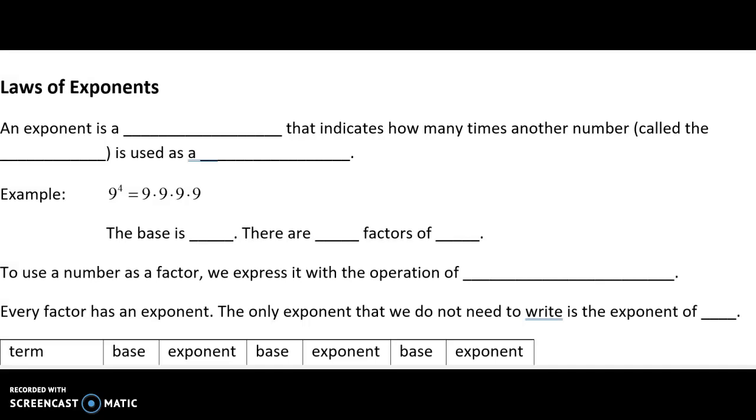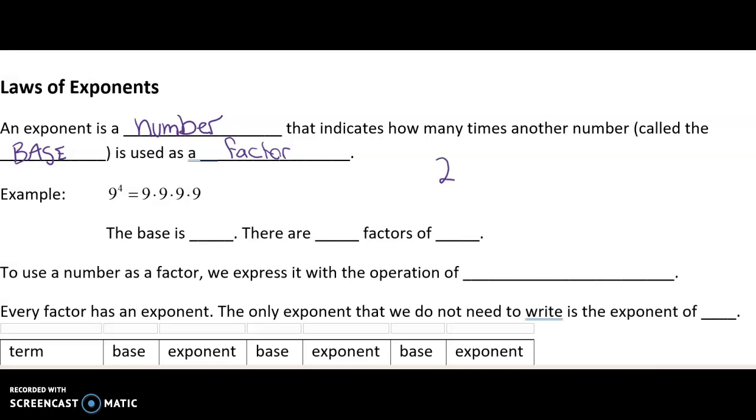What is an exponent? An exponent is a number. That number indicates how many times another number, which we call the base, is used as a factor. What that means is it tells how many times a particular number is going to be multiplied by itself. It's really shorthand for multiplication.